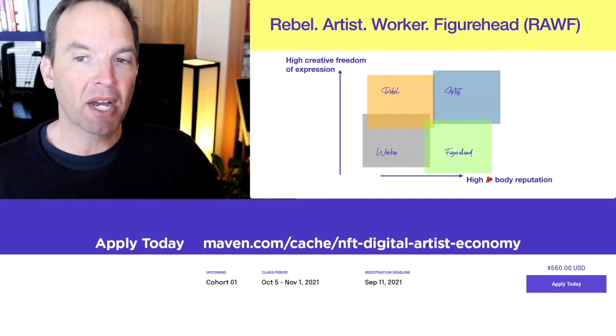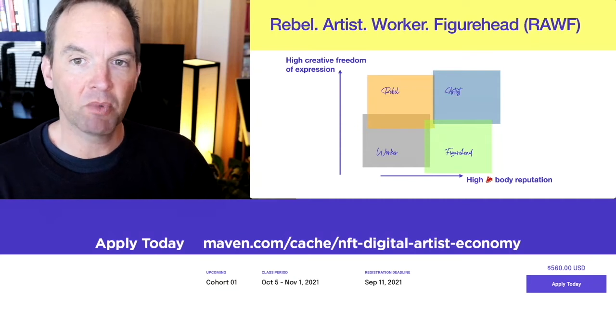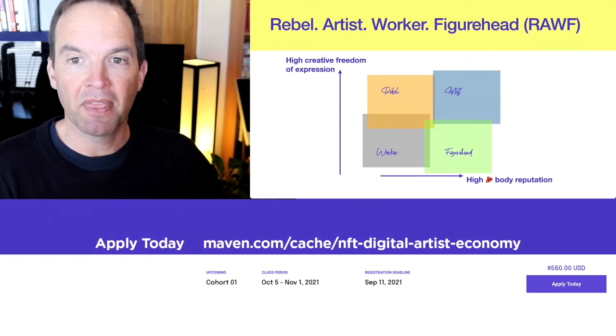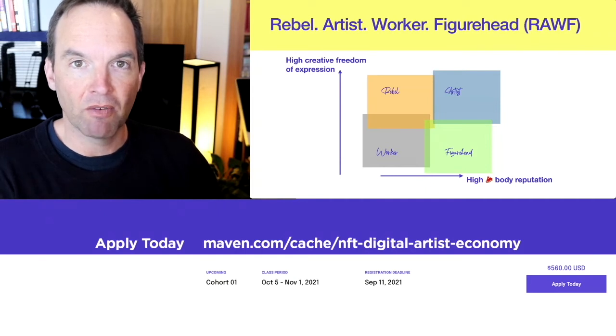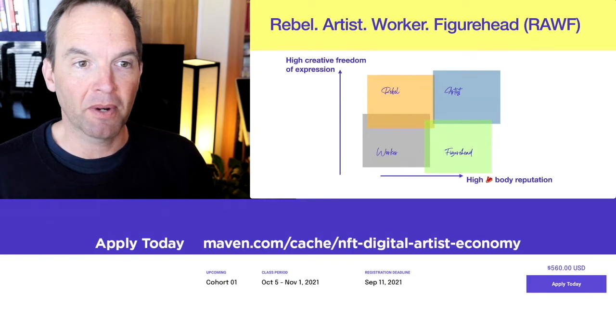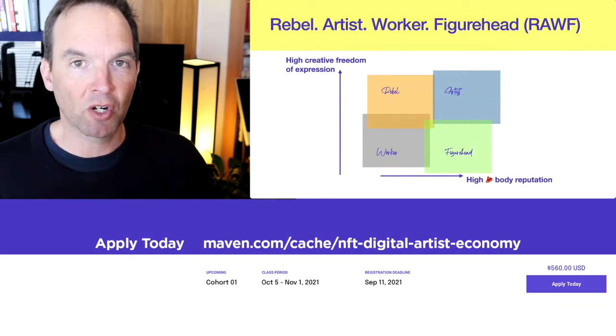And am I an artist? Probably not, but a figurehead would be where I sat. If I didn't have a high meat body reputation, I would see myself as a worker that didn't need creative freedom of expression. But maybe you're something different. So let's look at where pseudonymous names come in handy.